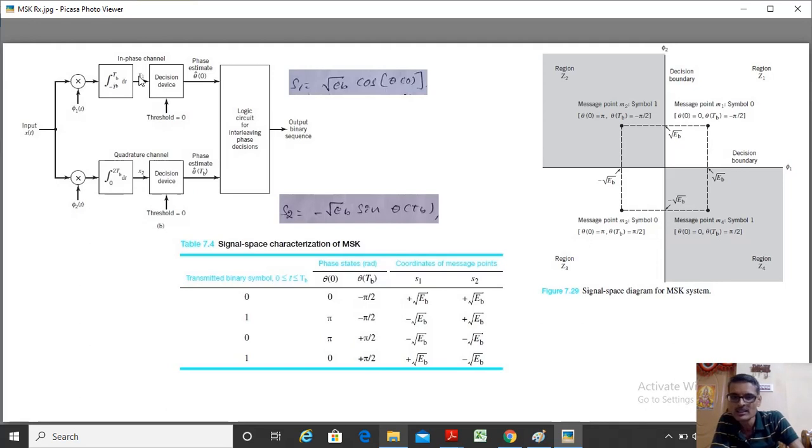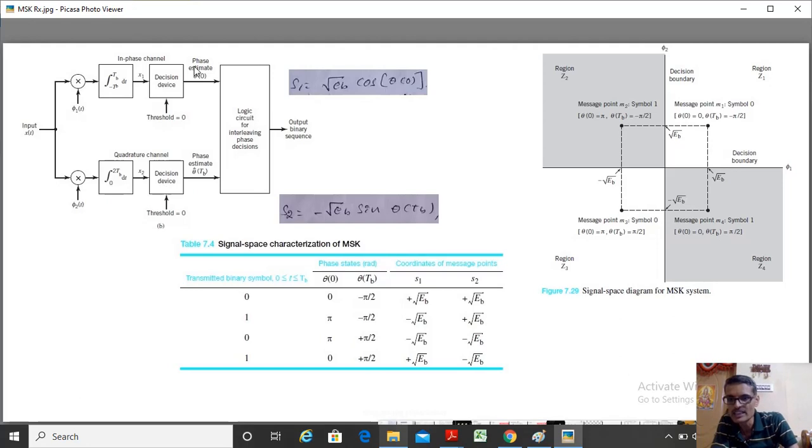I get x1 or s1. Let us say in my case s1, or x1 you can say, no problem. This is x2 equal to s2 equal to this. So s1 is equal to root E cos theta of 0, that's what I'll get. And x2 is equal to minus root Eb sine of theta of Tb. That's what I'll get in the bottom correlator. This derivation I have done in my previous video. I have shown it.